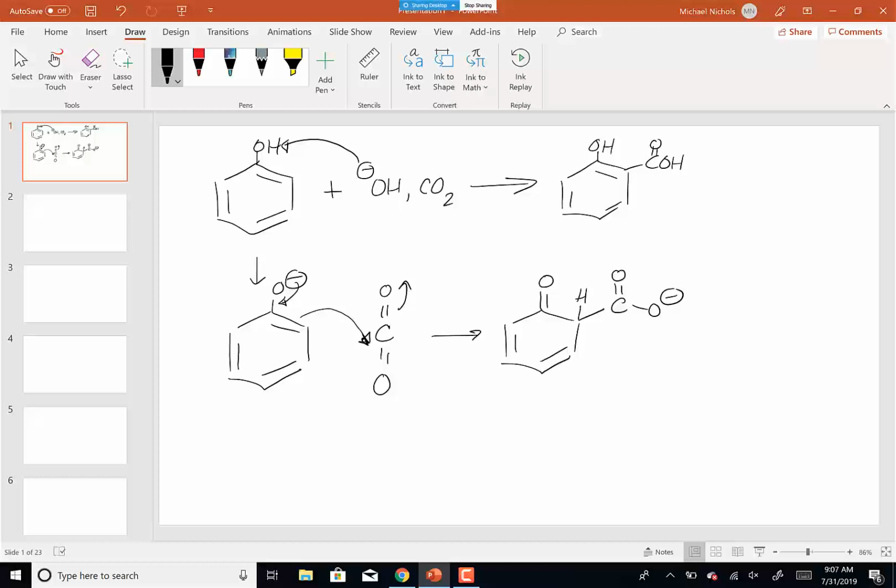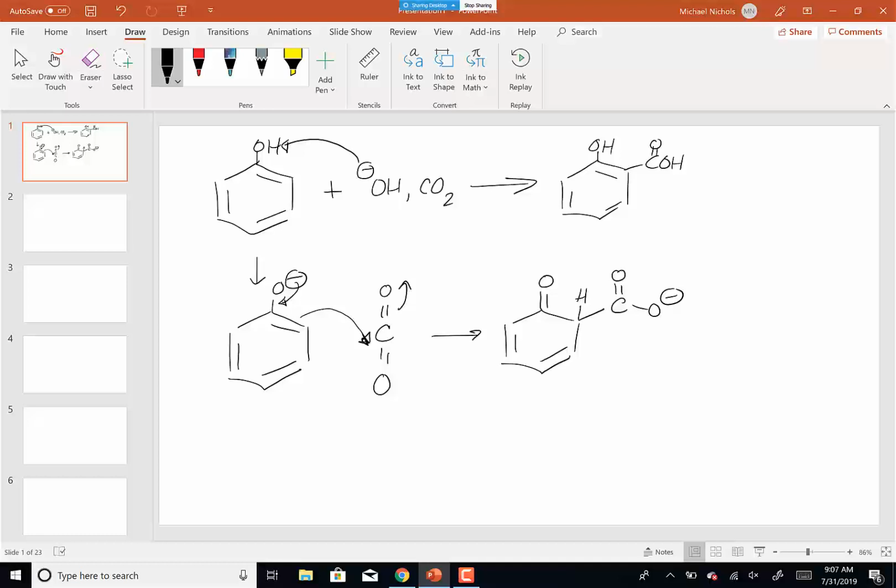So this is sort of like the mechanism of adding an electrophile to the ring. But what we've done is we've destroyed the aromaticity of the ring. And so that ring wants to become aromatic again. I guess there's a couple of ways to look at this. I don't know that I've ever looked at it this way, but what I would look at this as is a tautomerization.